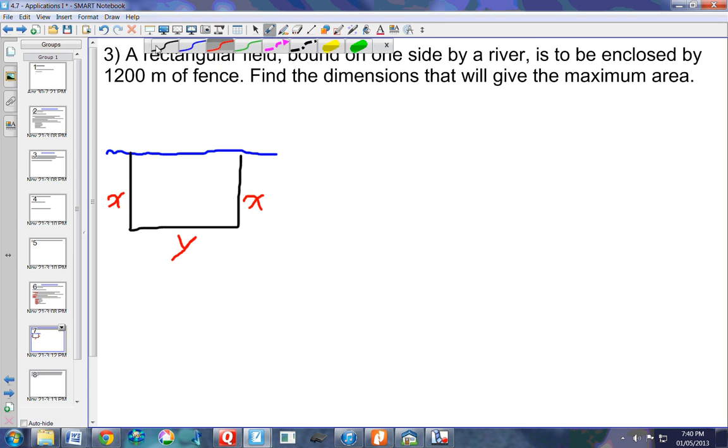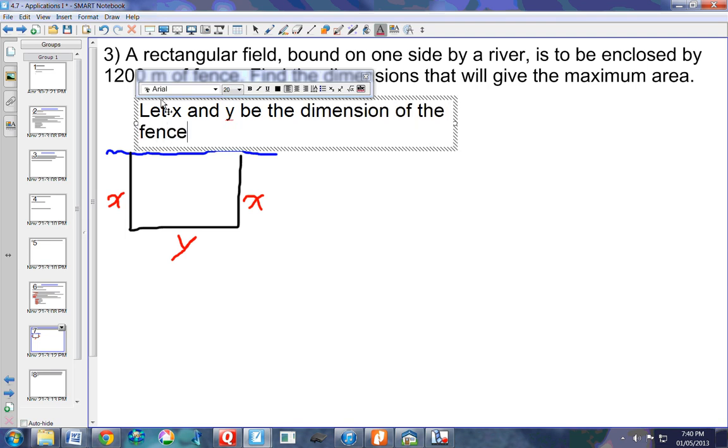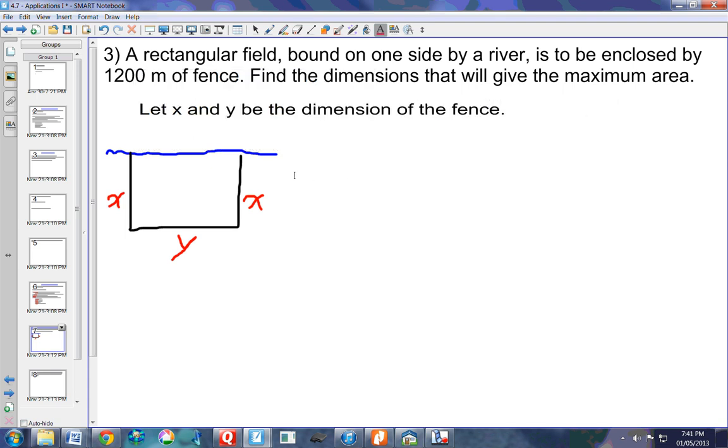Now I'm in a good position here to do my let statement. I'm going to try to actually type my let statement here, if it'll let me. Let x and y be the dimensions of the fence. Okay, so we got our diagram, and we have our let statement out of the way. Next step is to figure out an equation. Can we think of any equations that relate x and y in this situation?